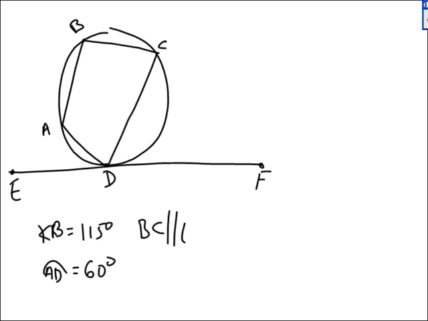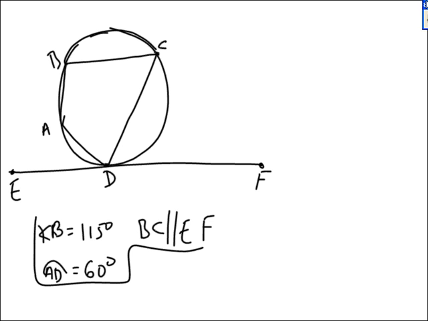BC is parallel to EF. I think that's important in this problem, so let's make it look somewhat reasonable. That just moves point B over. Okay. And this is what's given. And we want to find ADC.